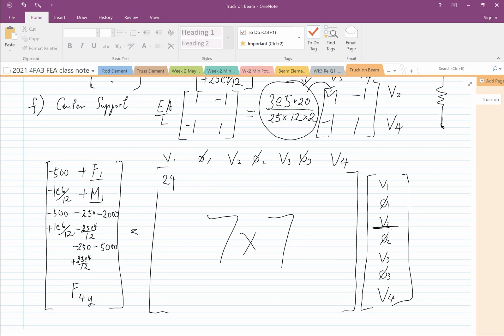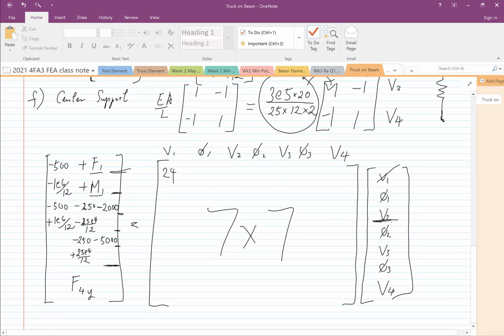This is V1, this is 5.1, V2, 5.2. This is V3, negative 5,000. And this is the angle. Yeah, that's my bad. That's the angle. And finally, we have V4. So let's look at the right side.